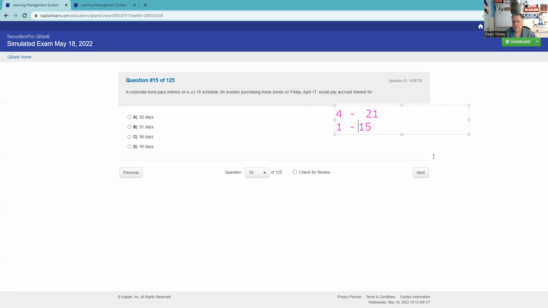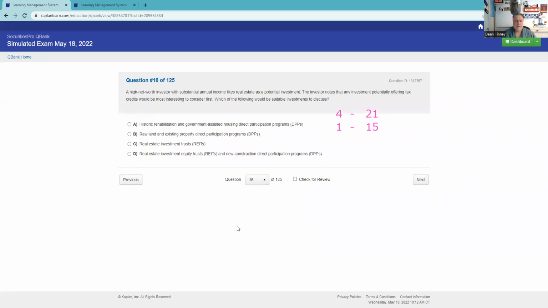And so what I like to do, I call this the shortcut. So now I'm just going to subtract. 15 from 21 is 6. And 1 from 4 is 3. So 3 months and 6 days, which is choice C here. But you calculate this up to, but not including settlement. Just be careful, though. If you're going to use my shortcut, then you actually use the settlement date to do that.